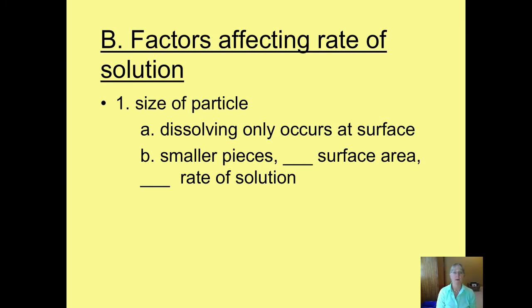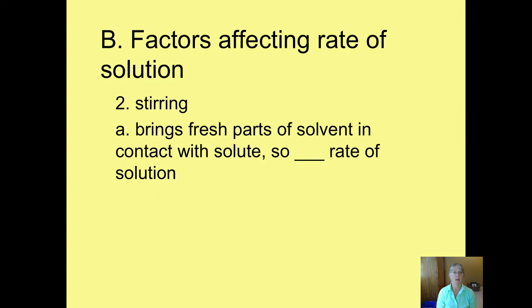The size of the particle, since dissolving only occurs at the surface. If you break the particles into smaller pieces, you increase the surface area and make things dissolve faster. Factor 2 we learned as agitation or stirring. You bring fresh parts of the solvent in contact with the solute, so of course stirring makes things dissolve faster. I think that arrow is supposed to be in that little blank.